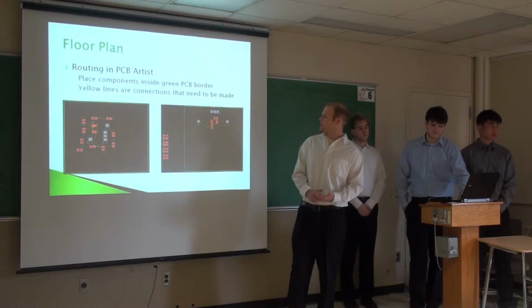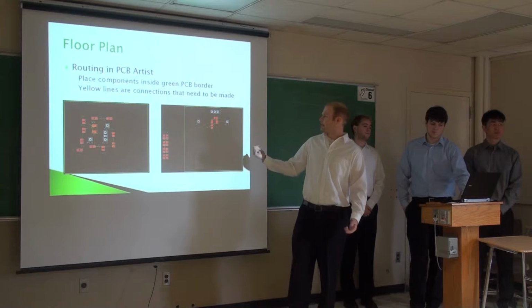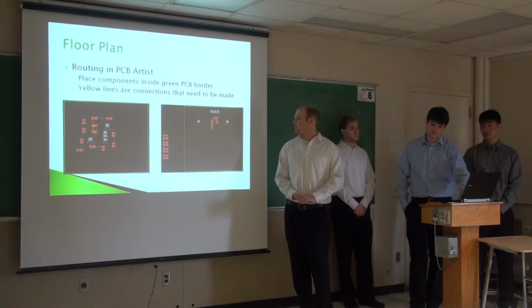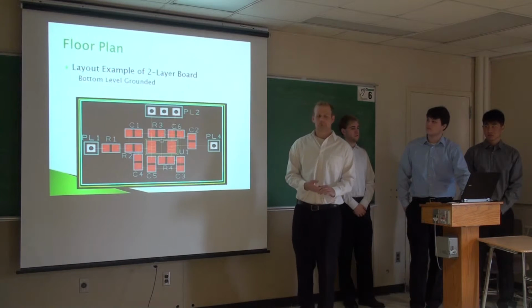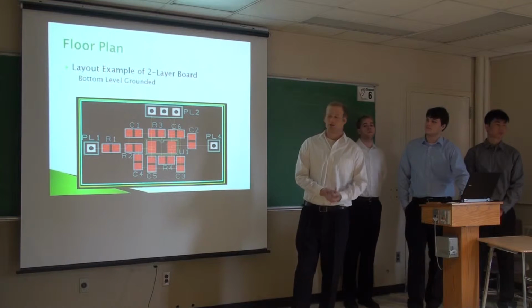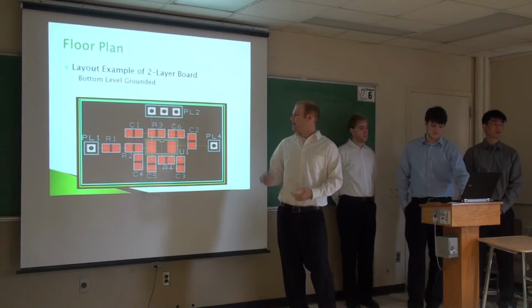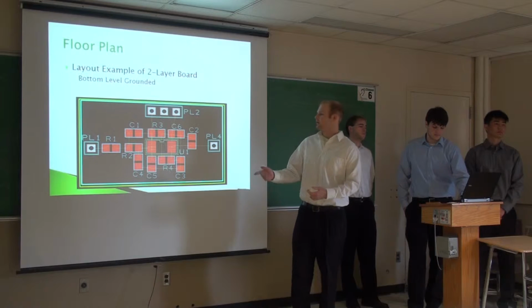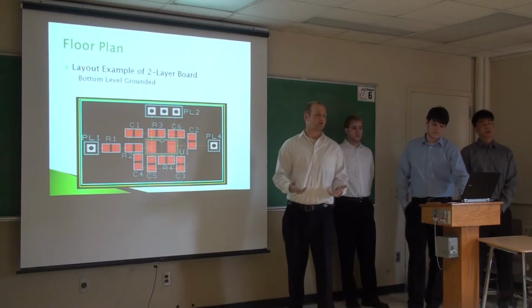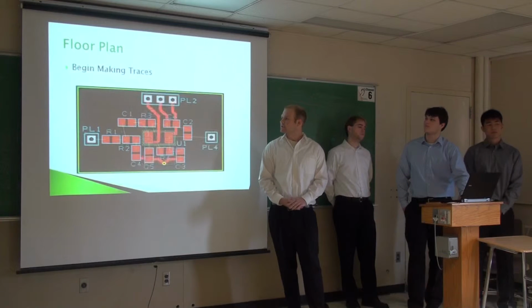So when you start, as a general rule of thumb, you want to put your inputs on the left, outputs on the right, power and ground at the top. And here we started laying out our board with our IC in the center. So for this example, we'll use a 2-layer board. The whole bottom level is grounded. Here's our final layout. Inputs on the left, outputs on the right, our ICs in the middle, and components surrounding it, which is a pretty solid design.